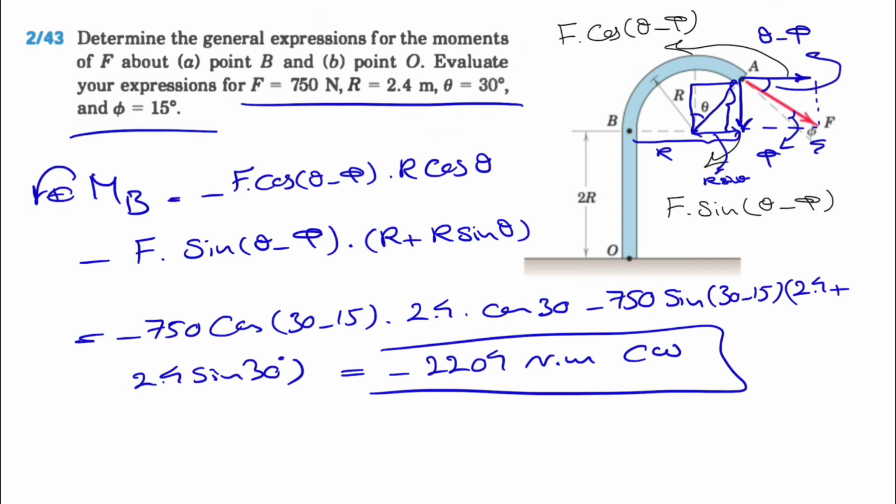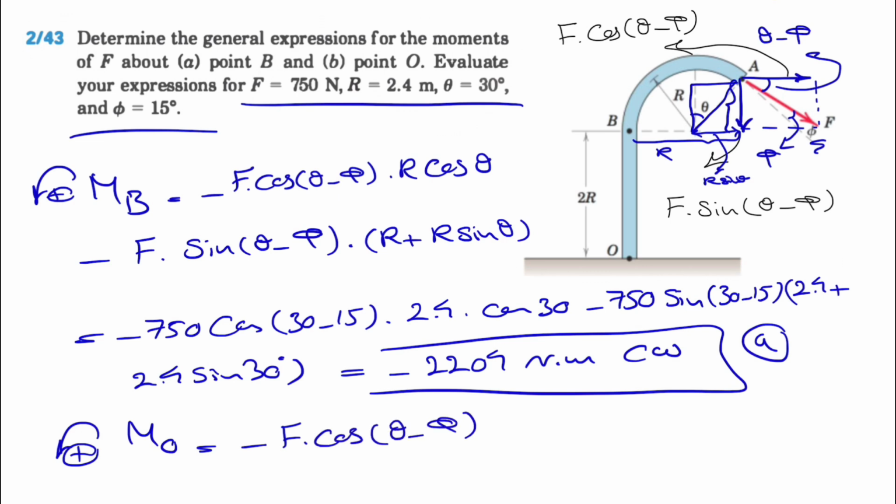Let's do the moment about point O, which is the B part. So that was the A. And again, we have the same thing. We have the moment of x and y components. So obviously the force is the same. So let's start with the cosine first, or the x component. So I cleaned up the x and y. This is our x and y again.